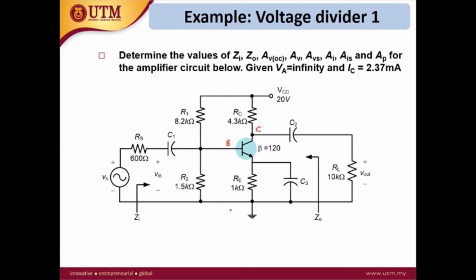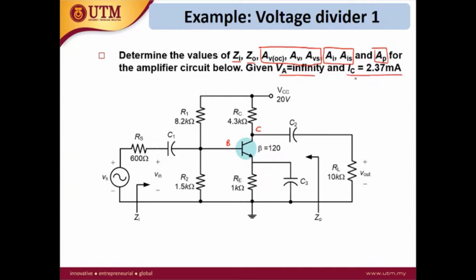Okay, so determine the value of input impedance, output impedance, and then we have AV here. We have three types of AV: AVOC, AV, AVS, and we have two types of current gain AI, and we have the power gain here. Okay, and then this is given: VA is infinity, and IC is 2.37 milliampere.